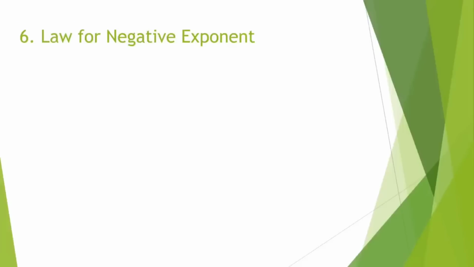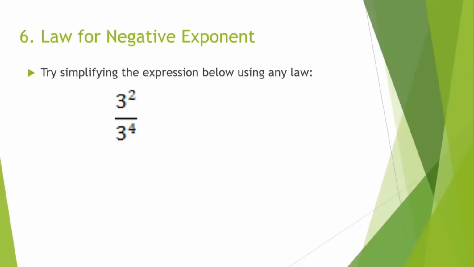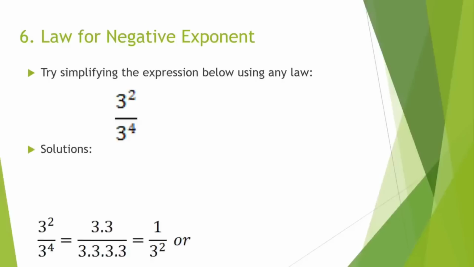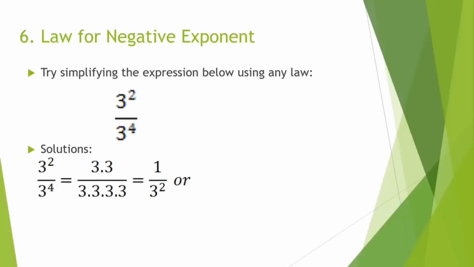And we move on to the last law, which is the law for negative exponent. So let us try simplifying the expression below using any law. Okay, so here is the first solution. We have 3 squared over 3 raised to 4. We use the first law. So we've expanded 3 squared and we obtained 3 times 3. For the denominator, we have 3 times 3 times 3 times 3. And then we cancel what we can cancel. So 3 and 3 can be canceled. For the numerator, we are left with 1. And for the denominator, we are left with 3 squared.